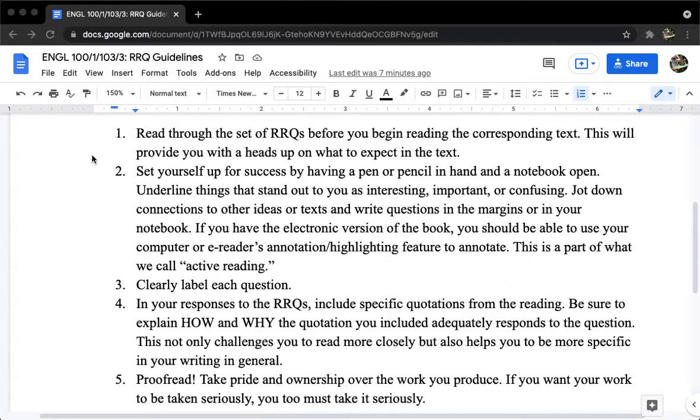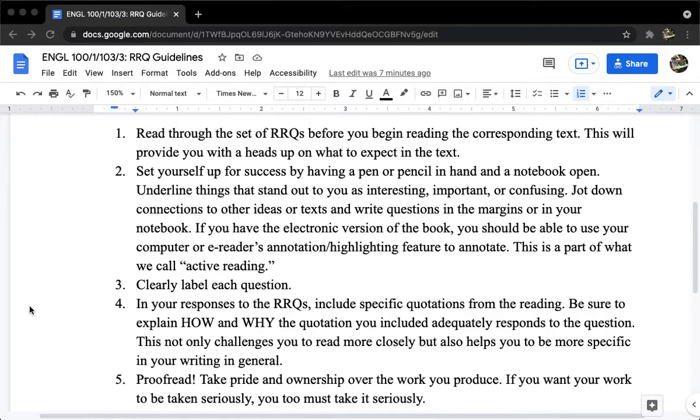Set yourself up for success by having a pen or pencil in hand and a notebook open. Underline things that stand out to you as interesting, important, or confusing. Jot down connections to other ideas or texts, and write questions in the margins or in your notebook. If you have the electronic version of the book, you should be able to use your computer or e-reader's annotation highlighting feature to annotate. This is a part of what we call active reading.